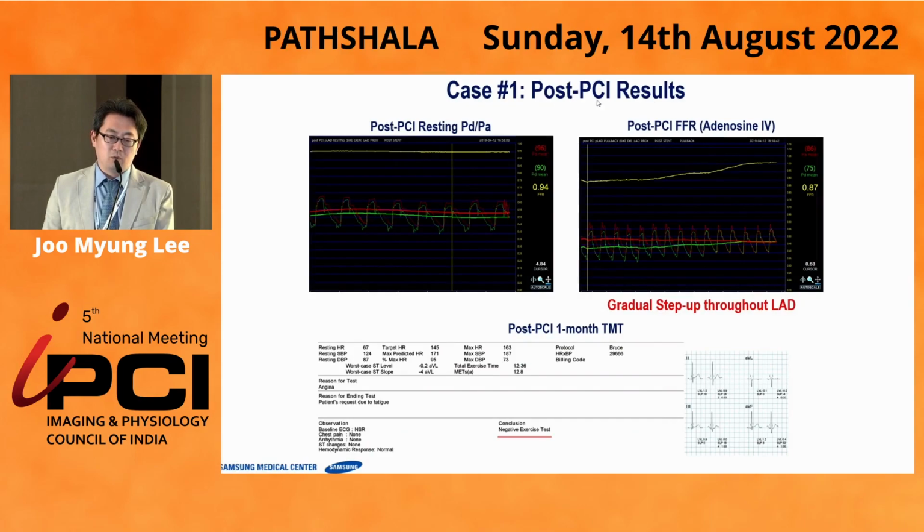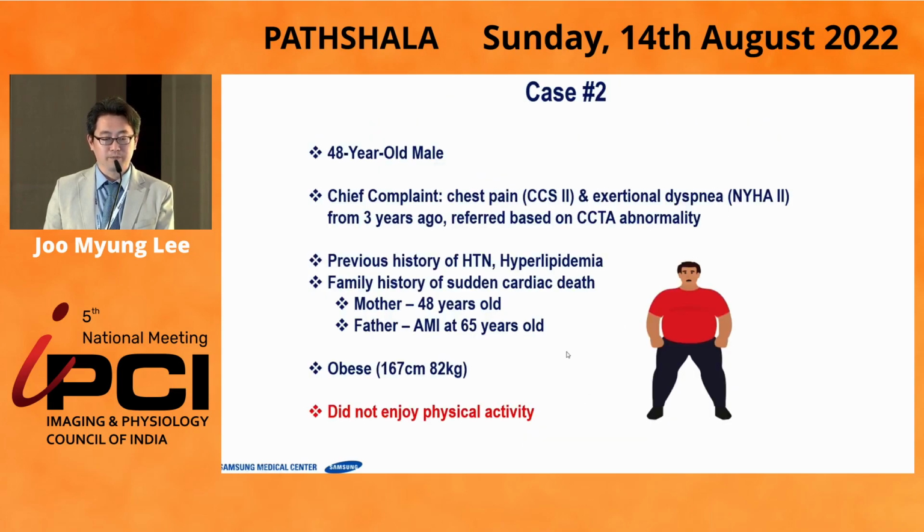This is the post-PCI result: resting PDPA 0.94. Please remember, the pre-PCI value was 0.93. And the FFR increased up to 0.87 without a major gradient. One month later at the outpatient clinic, the treadmill test up to 12 minutes of exercise showed no abnormality at all.